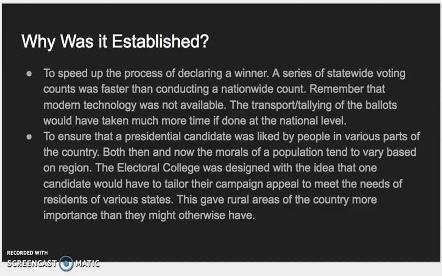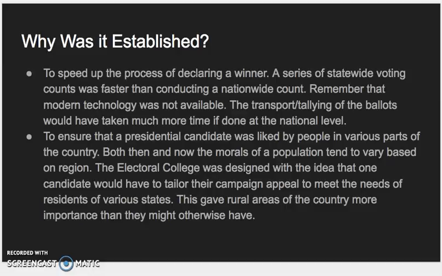And then the other reason that it was established is to make sure that a candidate was reaching out to people from a variety of states. The needs of people in New York are very different from the needs of people in Georgia, which differ from the needs of people in Virginia and Massachusetts, and so on and so forth.